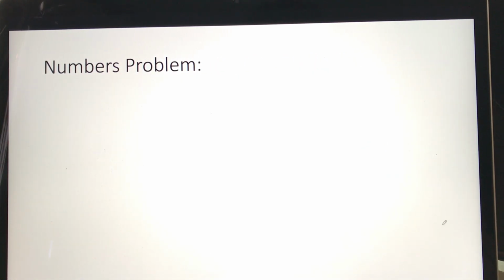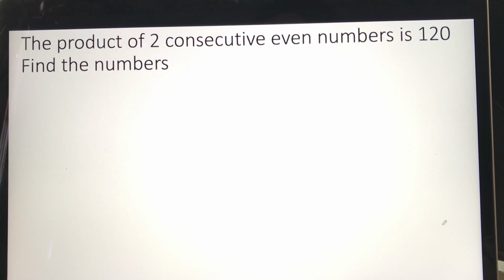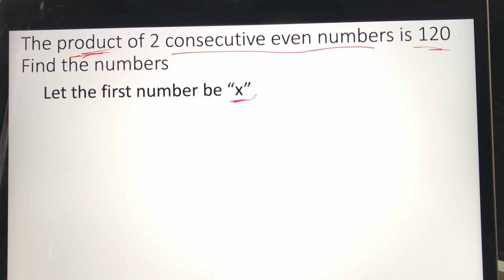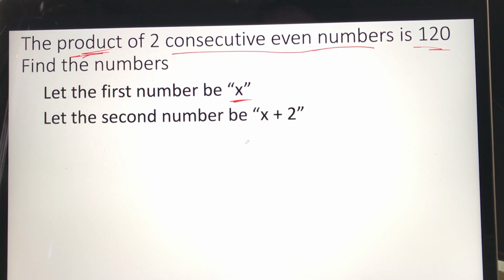Another kind of question we see is just simply a numbers question or numbers problem. Suppose the product, so again, it's product, so it's going to be factored, so it fits right in what we're talking about. The product of two consecutive even numbers is 120. Find the numbers. So I'm going to let my first number be x, because I don't know what it is. I'm then going to let my second number be x plus 2, because it has to be consecutive even numbers.